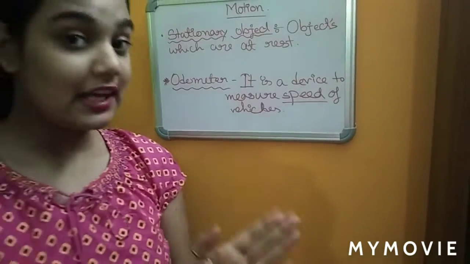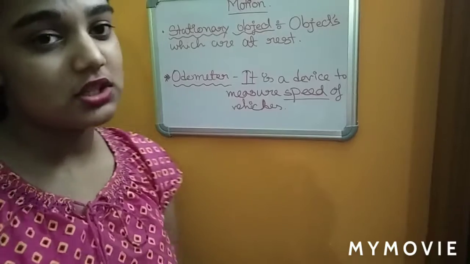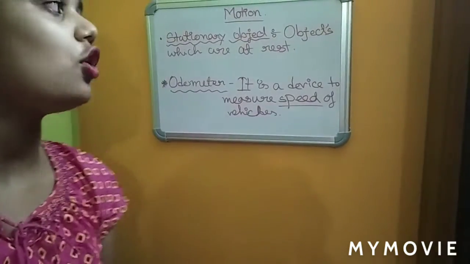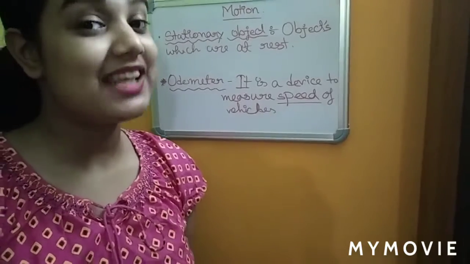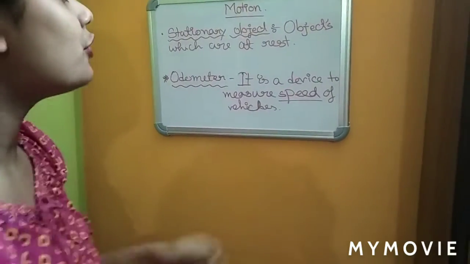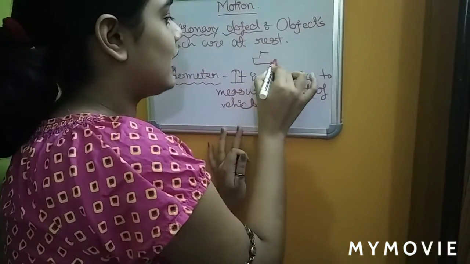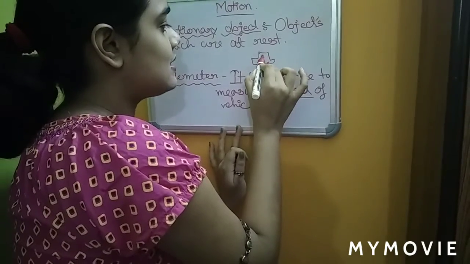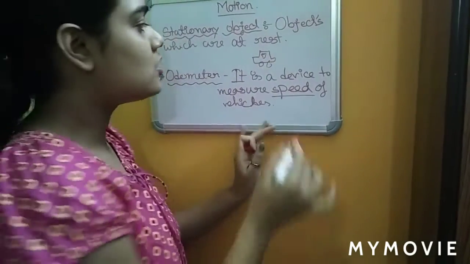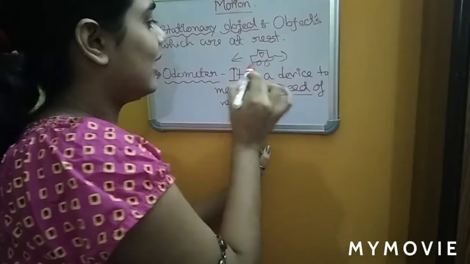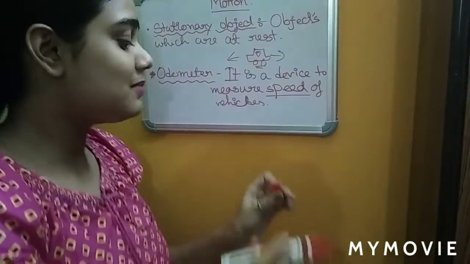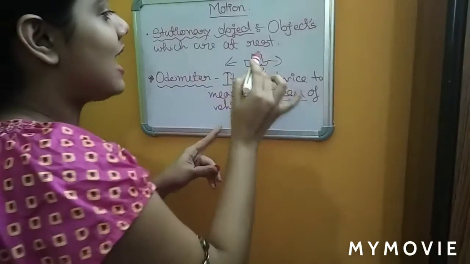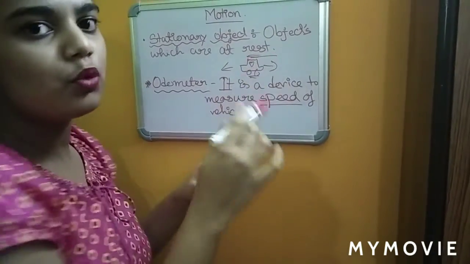So here our next topic is stationary objects. So what are stationary objects? Objects which are at rest are known as stationary objects. Suppose a car is standing over here, and it is not moving here or here. It is in its own position only. So this means we can say that the car is at rest. It is not moving here and there.